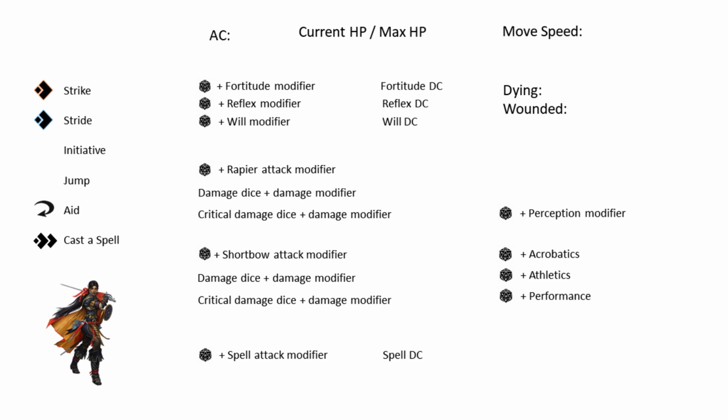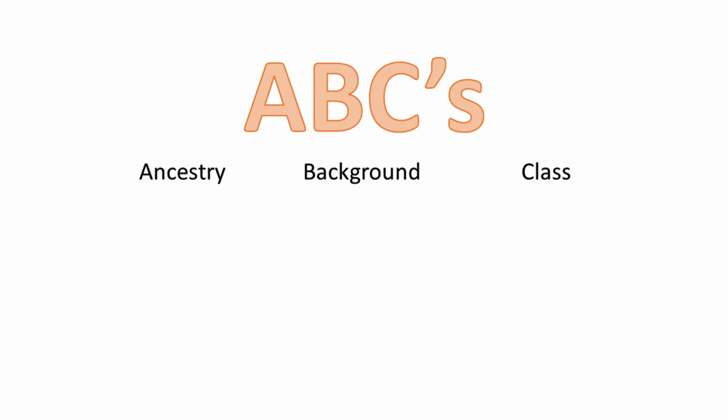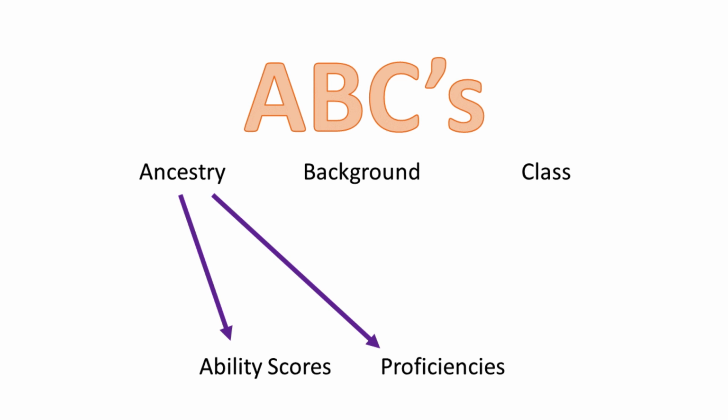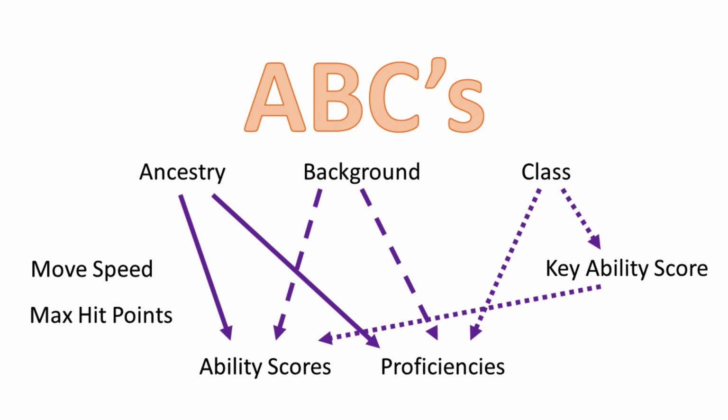Let's look at the remaining things on our tiny character sheet. You might have heard people talk about your ABCs, your ancestry, your background, and your class. Well, let's make some connections between these two things. Ability scores come from your ancestry. They also come from your background. Your class will give you a bunch of proficiencies. Your class will also give you a key ability score, which will then give you a bonus to your ability scores. You also have a move speed and a maximum hit points.